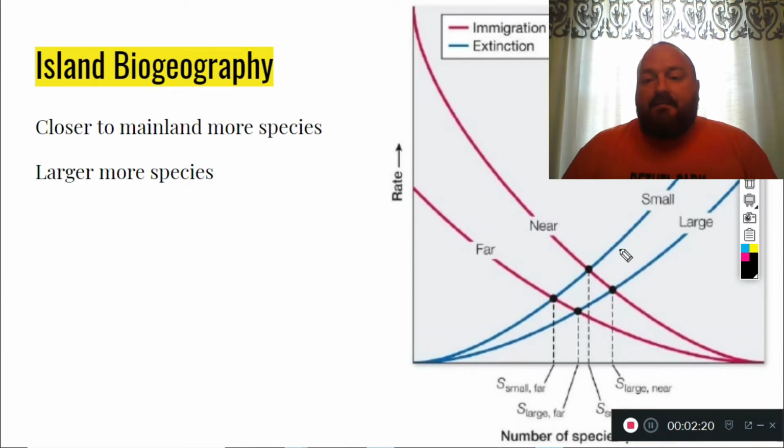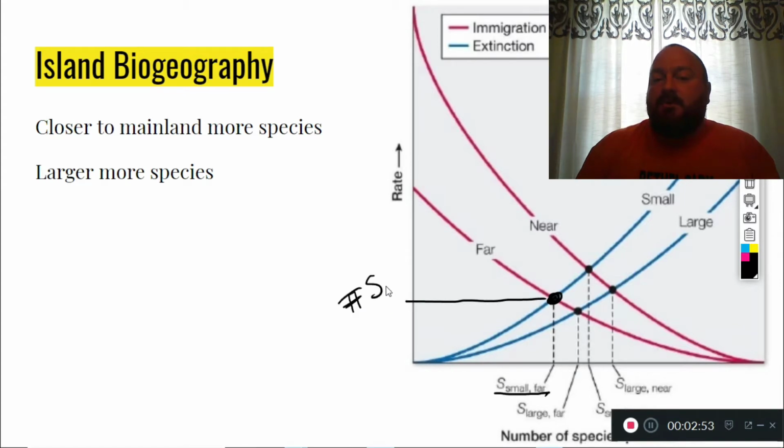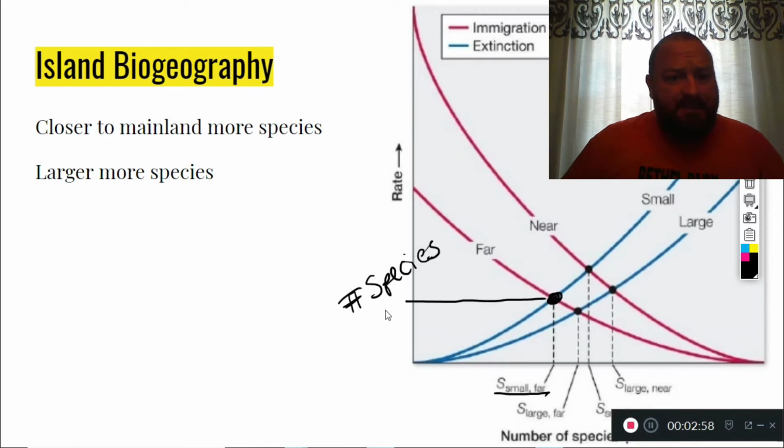So they ended up coming up with a graph that sort of looks like this, and what it's showing is immigration and extinction. Where the lines cross over are how many species you can expect to be on the island if it is at equilibrium, meaning there's no net new species coming in. For every species that dies off or goes extinct, a new one inhabits the area. So what we see is that our small island furthest away has the lowest number of species. When we look at the y-axis, this would be the number of species or the richness of the island. So it's a measure of biodiversity, in this case species diversity.